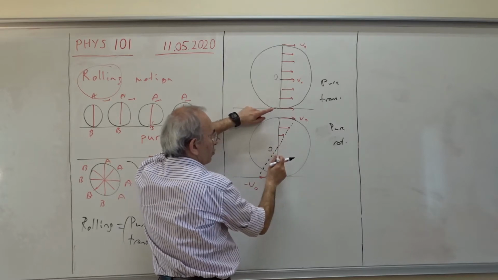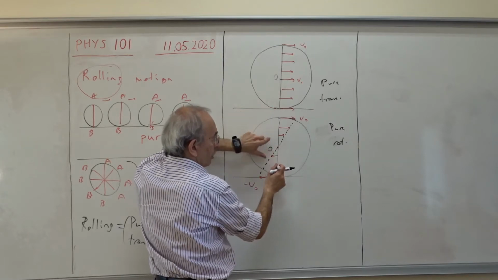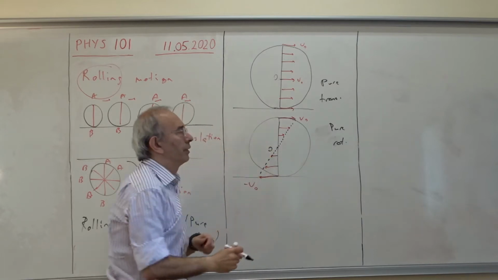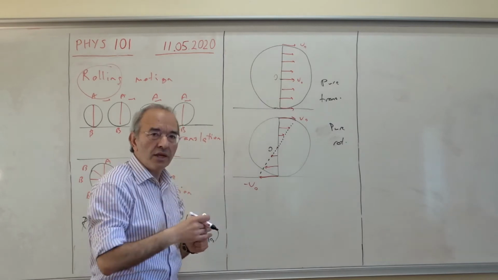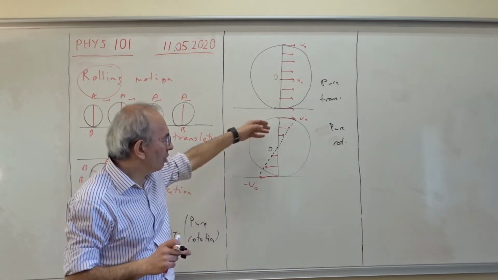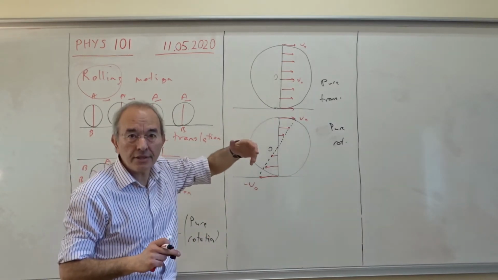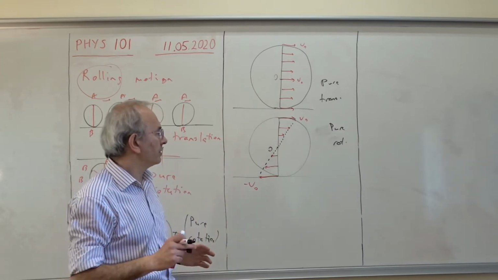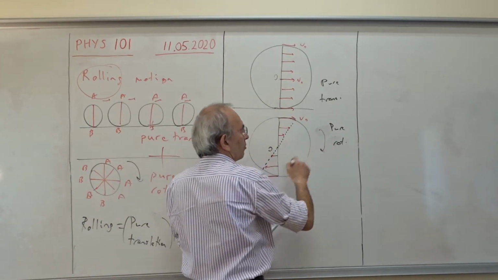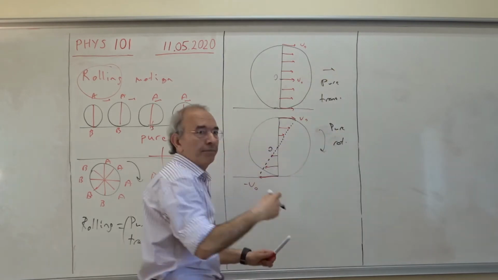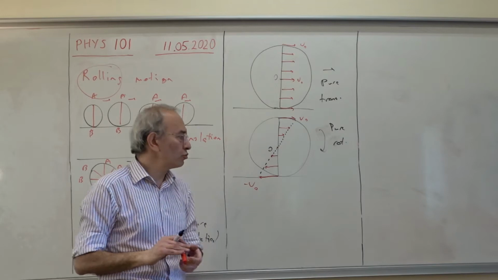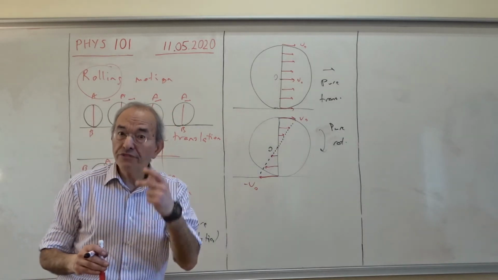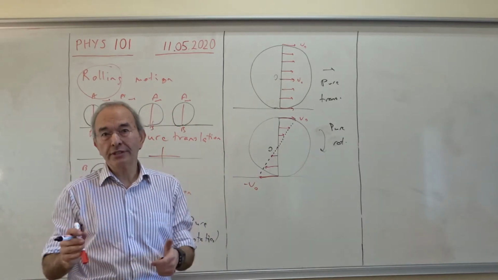Nothing here to the left, and these are equal and opposite. So this is the case for the pure rotation. We take into account only one diameter and see the linear velocity vectors. Of course, this is turning by this omega, and this is moving by some linear speed. Now, in the case of rolling, which is the combination of these two, what happens to the velocities of different points along a vertical diameter?